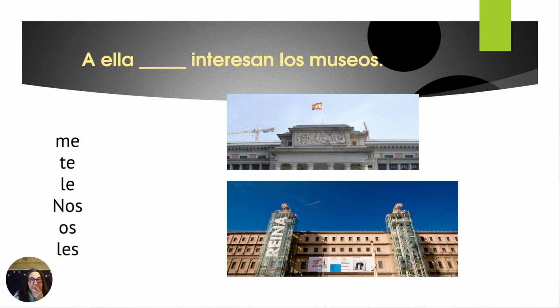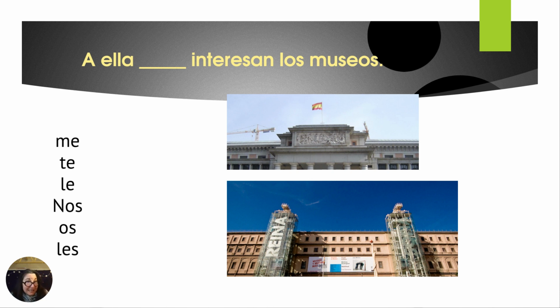Okay. Número tres. Los museos. Hay muchos museos de arte en Madrid, especialmente El Prado. So El Prado is like a really famous art museum in the world. It happens to be in Madrid. Also, I think the bottom picture is the Reina Sofia Museum, also a very big and world famous museo in España.